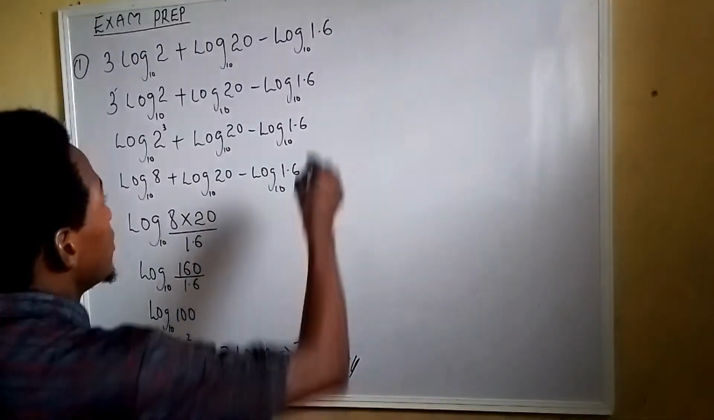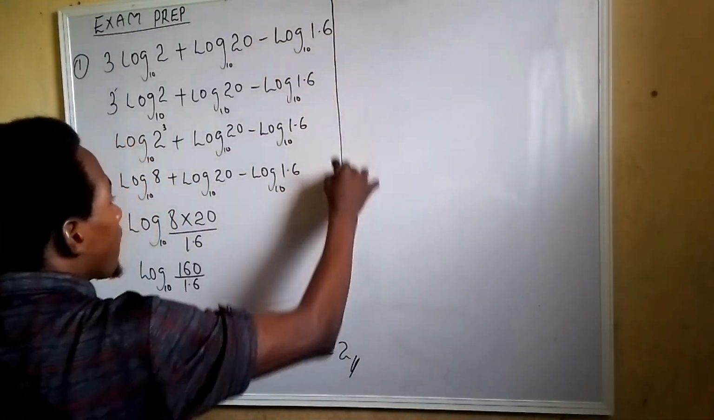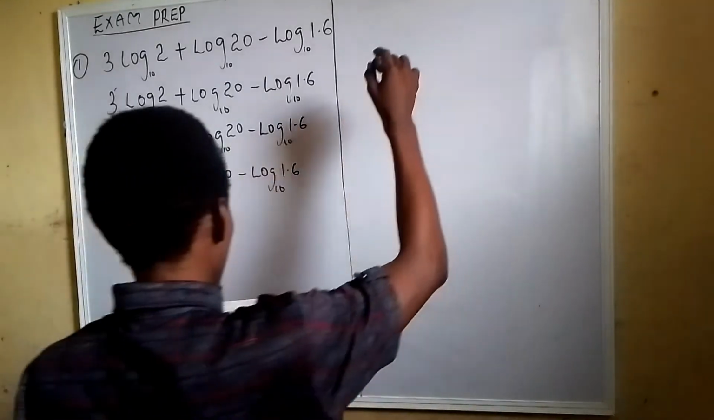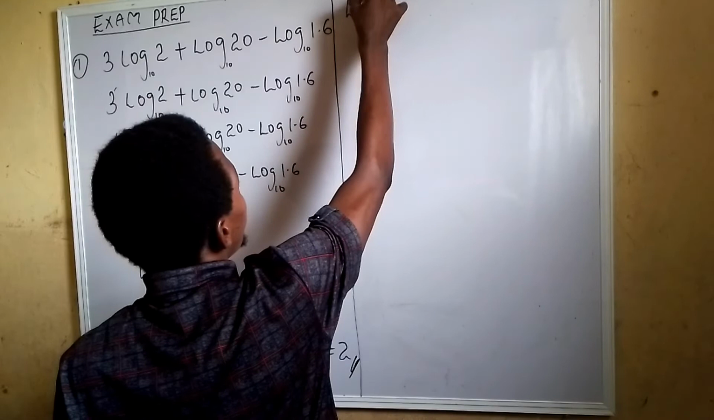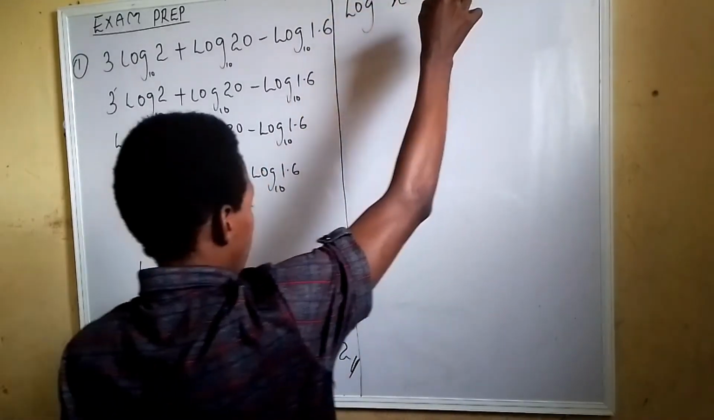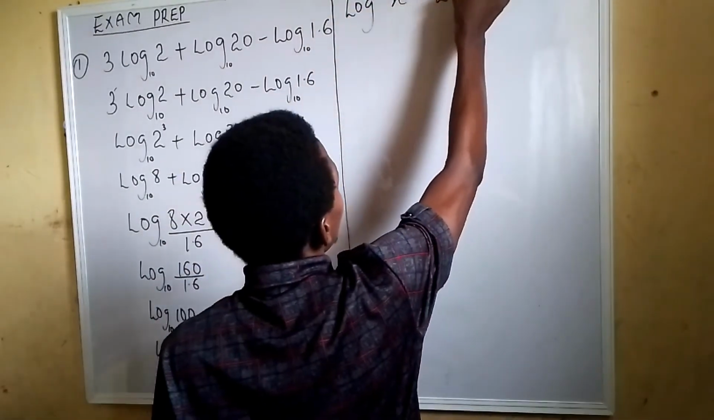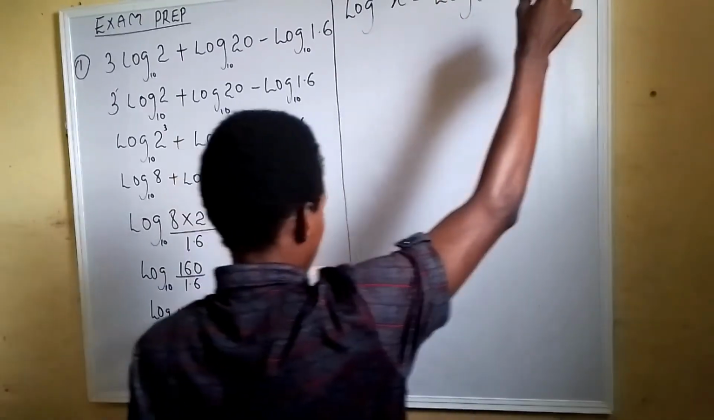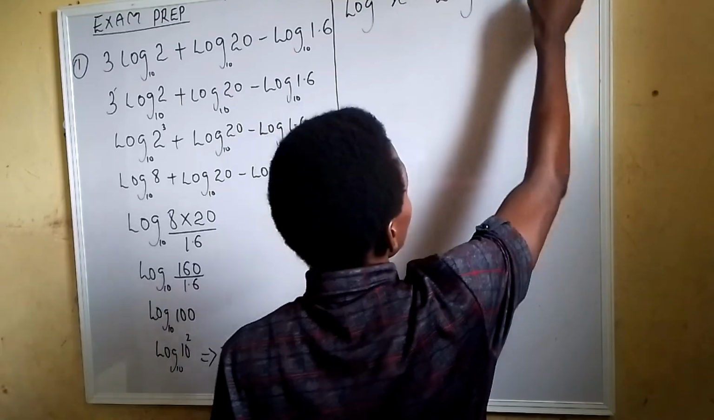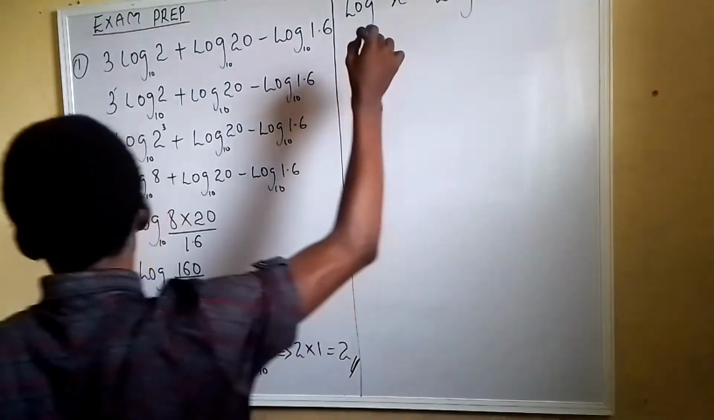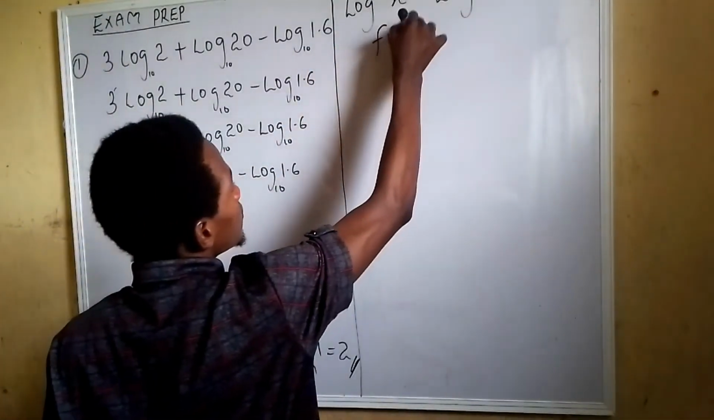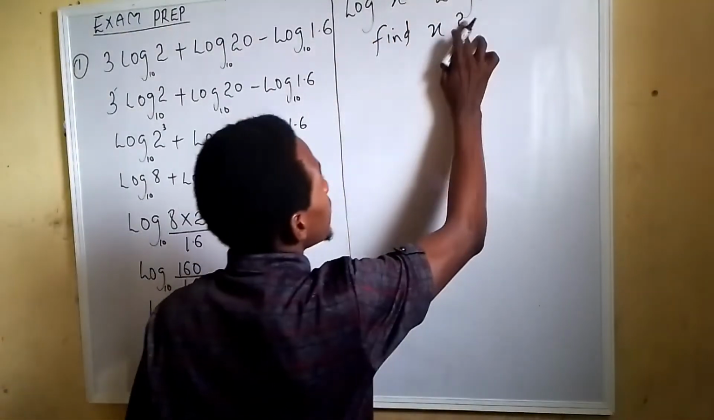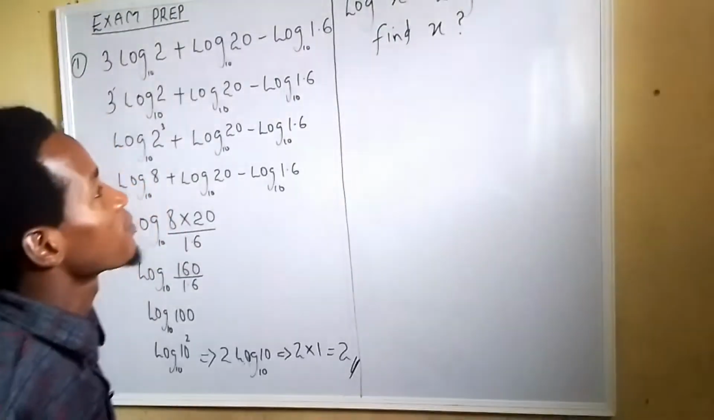The second question says, if I have log x minus log of 2x minus 1 equal to 1, find x. So it's for x here.